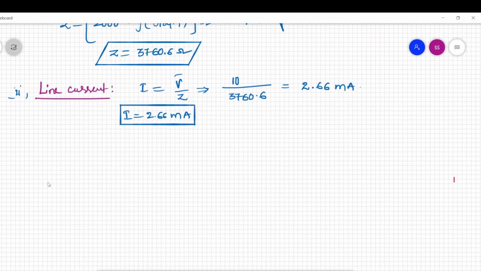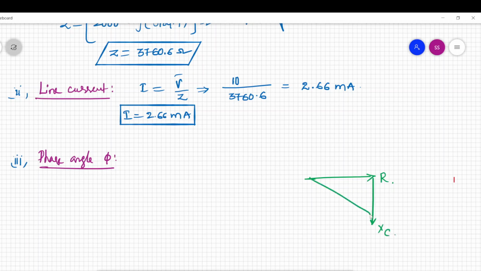Now let us find the phase angle. So this is a capacitive circuit, right? The third parameter we are going to find is the phase angle. Let us assume it as phi. Okay, so let us draw the phasor diagram here. Impedance triangle, here this is R. XC will be leading, and this is our impedance Z.